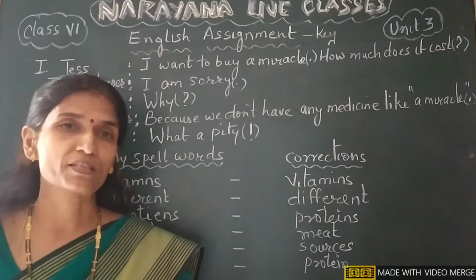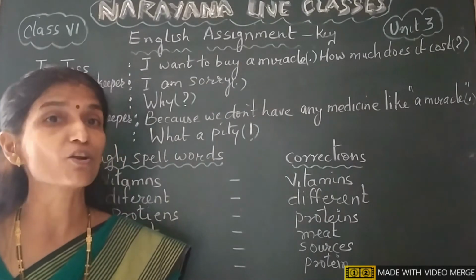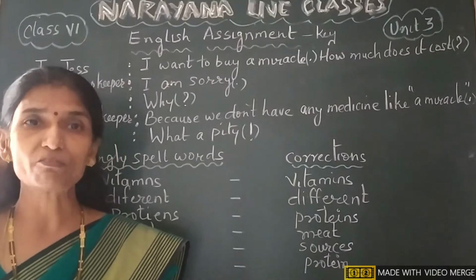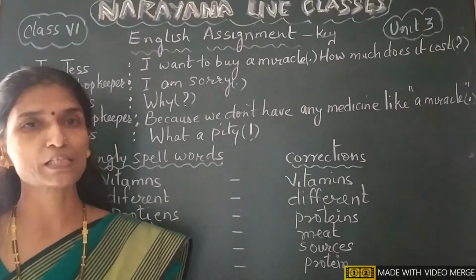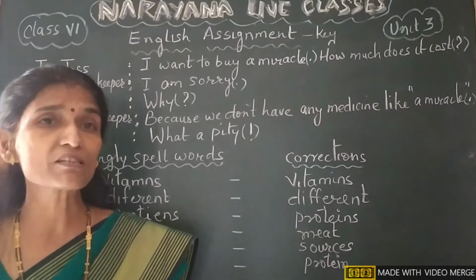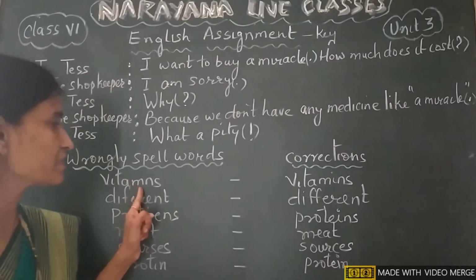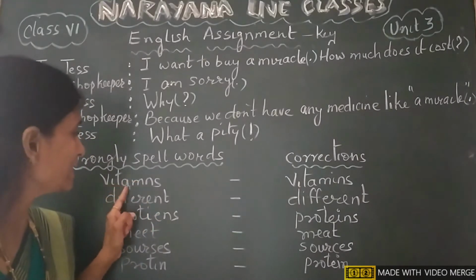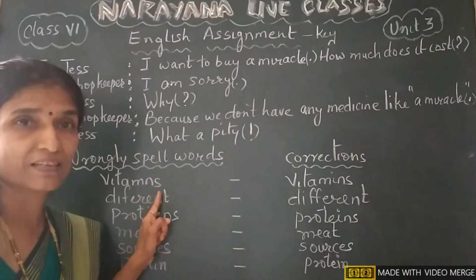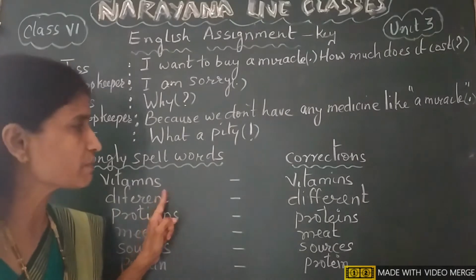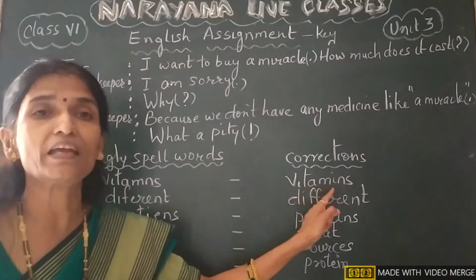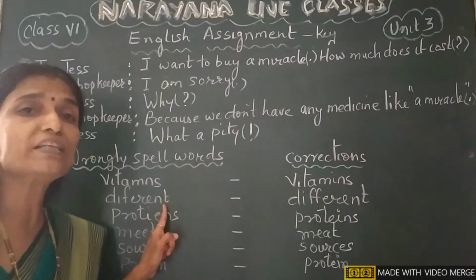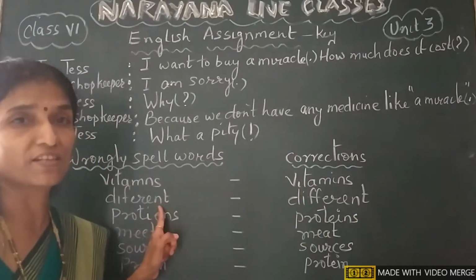In this passage, there are some words which are wrongly spelled. So identify the wrongly spelled word and correct its spelling. The first word that is misspelled is vitamins. It is spelled as... The correct spelling of vitamins is... vitamins. The second wrongly spelled word is different.